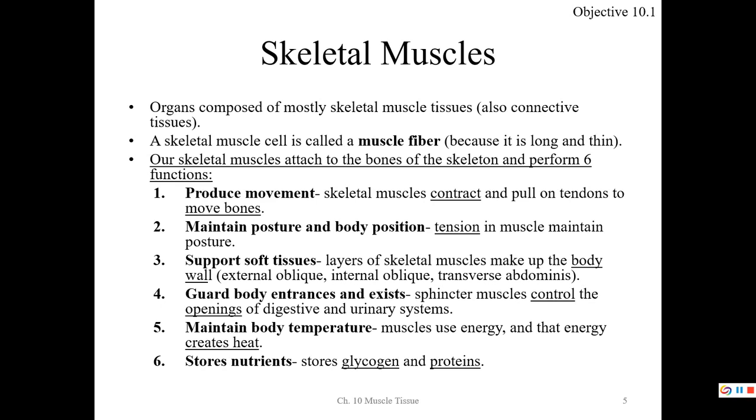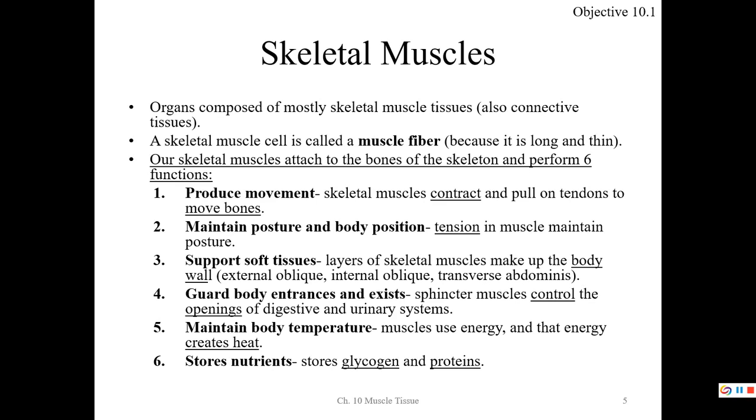Now, our skeletal muscle is mostly skeletal muscle tissue, okay? The tissue is mostly going to be skeletal muscle fibers. It's also going to have connective tissues. For example, dense regular connective tissues and dense irregular connective tissues will be attached to it and associated with it. Now we're going to see that the cell that's actually there is called a muscle fiber. Why is it called a muscle fiber? It's a very long, thin cell, so it's fibrous, okay?